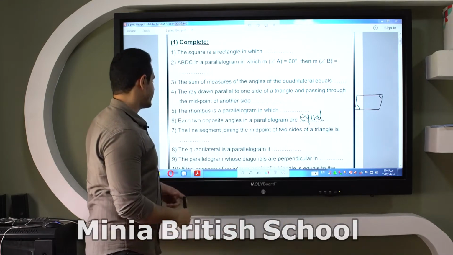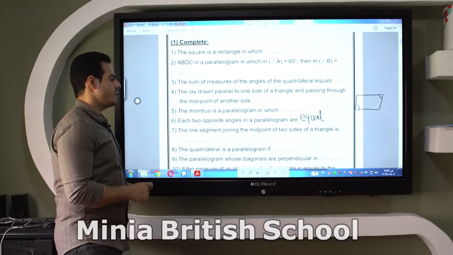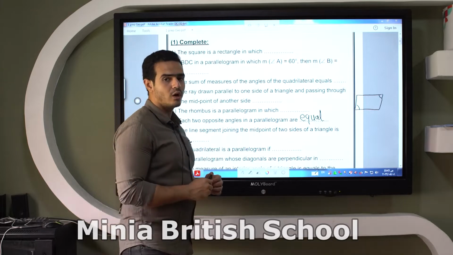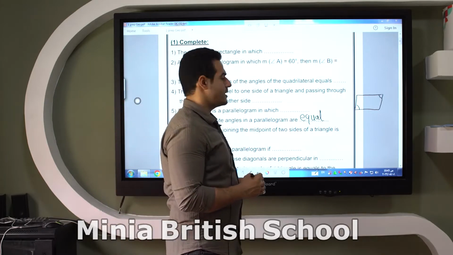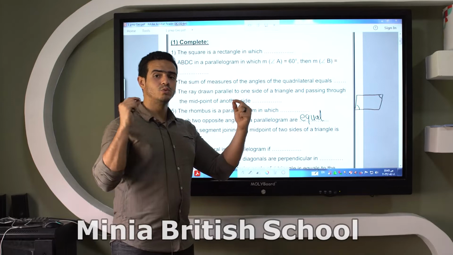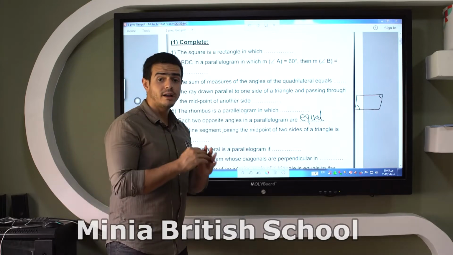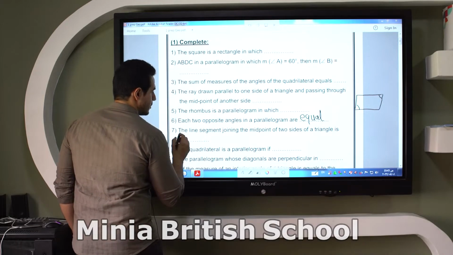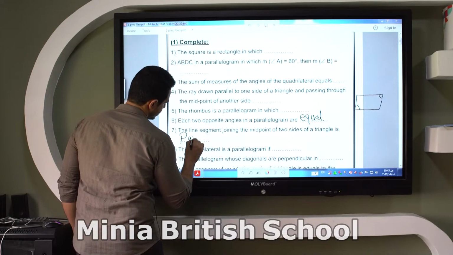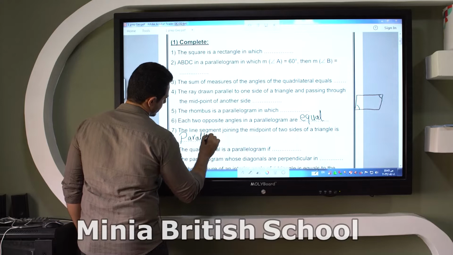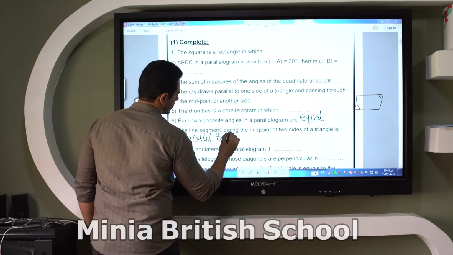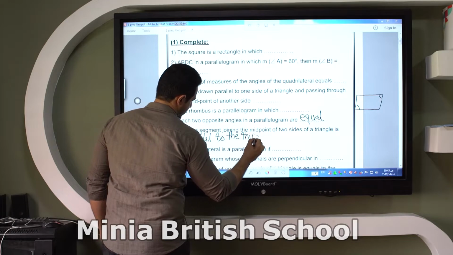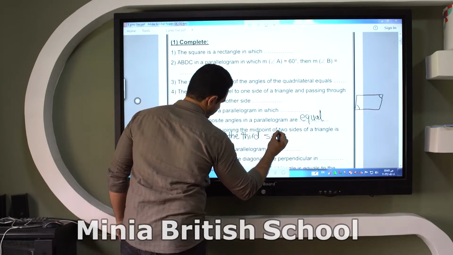Okay. Number 7, the line segment joining the midpoints of two sides of a triangle is what? If we have a line segment bisecting two sides in a triangle, it will be parallel to the third side and equal to its half. So it is parallel to the third side.